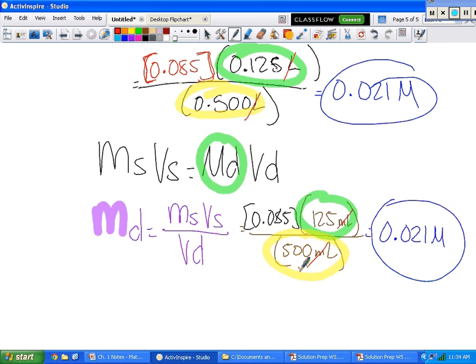Does that make sense? So it does not matter what you use. You got it? You sure? Okay. So this is the molarity of the dilute. That would be your concentration of the diluted solution if you only use 500 milliliters of it. Okay? Any questions?